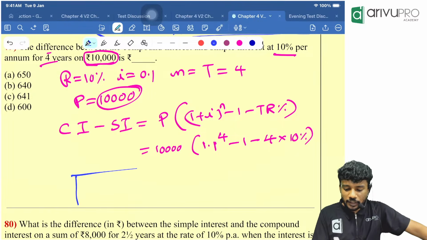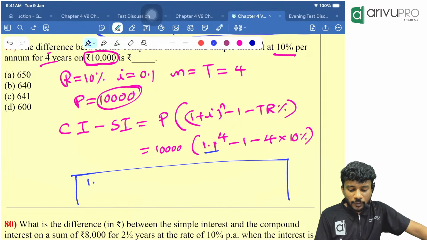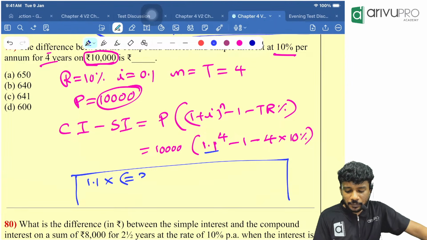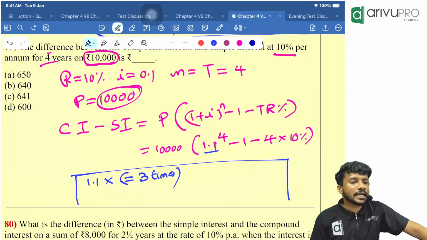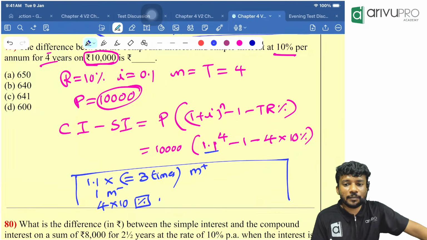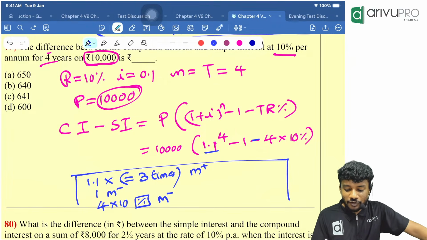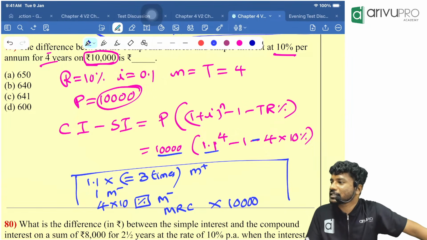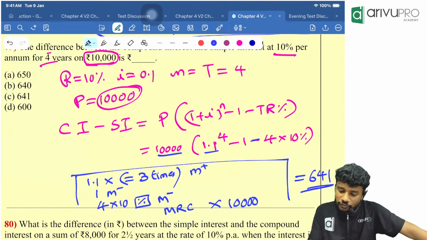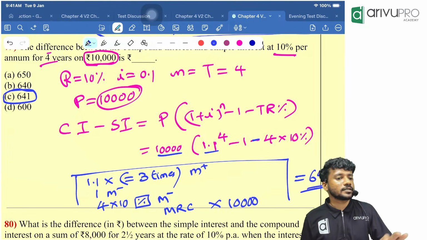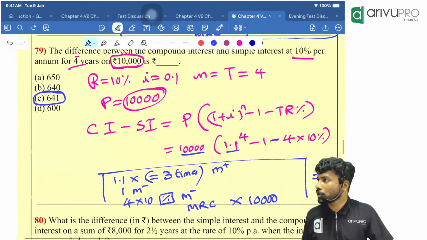So how to do it in the calculator? First find the power value. 1.1 into, equal to how many times? 3 times. Then click M plus or M minus? M plus. Type 1, M plus or M minus? M minus. Then 4 into 10, click the percentage button. After that, M plus or M minus? M minus, because the sign in front of 4 is negative. Finally, MRC. Then multiply it with 10,000. How much is the exact value you are getting? 641. Which option is the answer? Option C. Understood? Everyone? Sure.